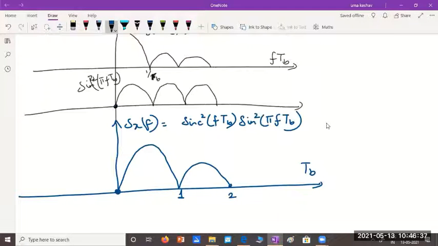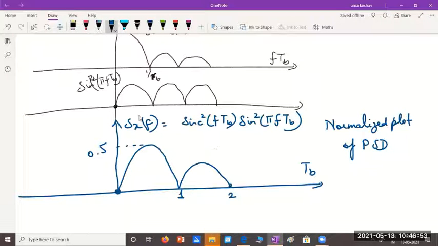When I plot, we call this the normalized plot of power spectral density, and the maximum value which it attains would be 0.5. If you are still interested, you can take different values of f and Tb and try to plot these individual responses and the combined response. The bandwidth of this signal will be, as usual, 1 by Tb. So this is 1 by Tb, 2 by Tb, and so on, if I plot it as fTb.